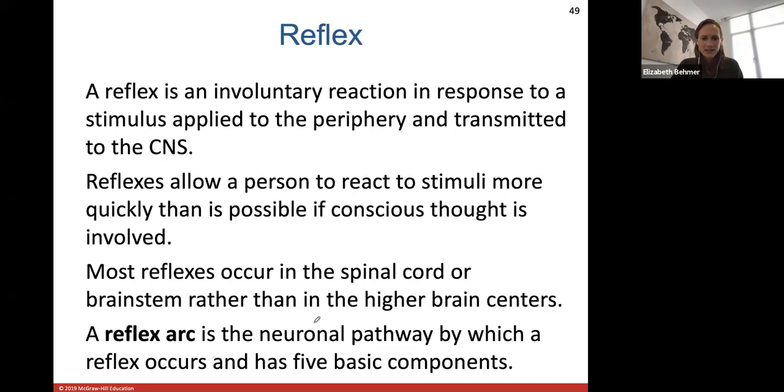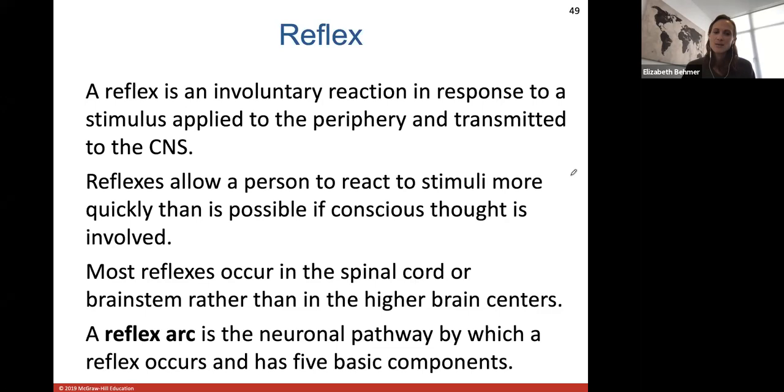So here we are in reflexes, and reflexes are really fun and interesting. Well, it's all fun and interesting, but if I've lost some of you, hopefully this will be more interesting. A reflex is an involuntary reaction in response to a stimulus applied to the periphery and transmitted to the central nervous system. Reflexes are very important because they allow a person to react to a stimulus, usually pain, more quickly than is possible if conscious thought is involved. Most reflexes occur in the spinal cord or the brainstem rather than getting up into a higher brain center. And a reflex arc is the neuronal pathway by which a reflex occurs.